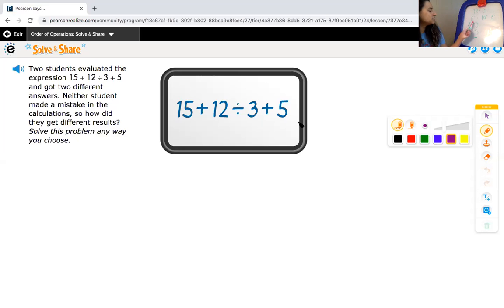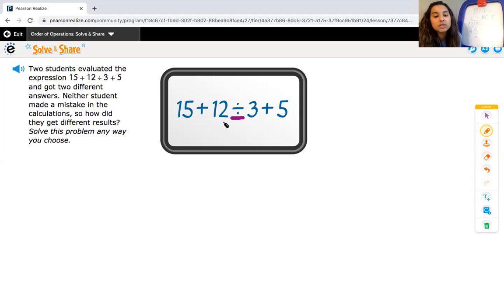Nope. So what's next? Multiplication or division? Do you see multiplication or division next? Ding, ding, ding. You're right. We see division. So here it is. That means we have to solve the division problem first.